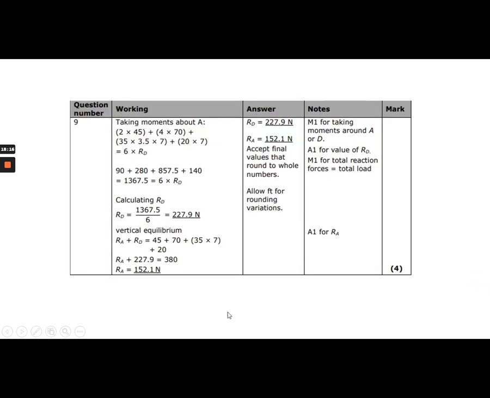It is tricky to follow these mark schemes because there's a lot to it. But you can see there's one moment, there's another force times distance, there's the force, well, it's 35 times 7, that's working out the UDL, and that's putting it halfway across, and there's the fourth. So there's all your clockwise ones, and they must equal all your anti-clockwise ones.